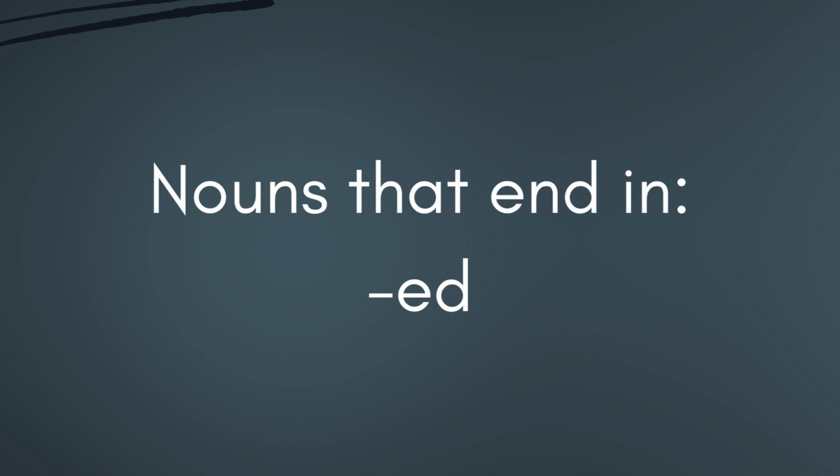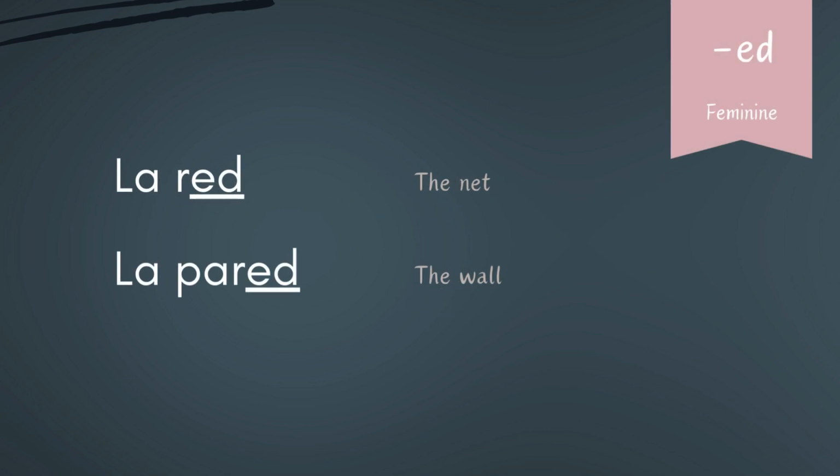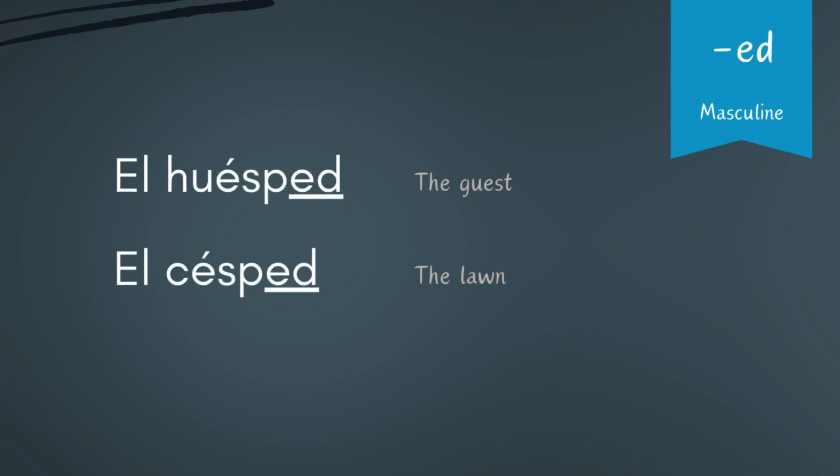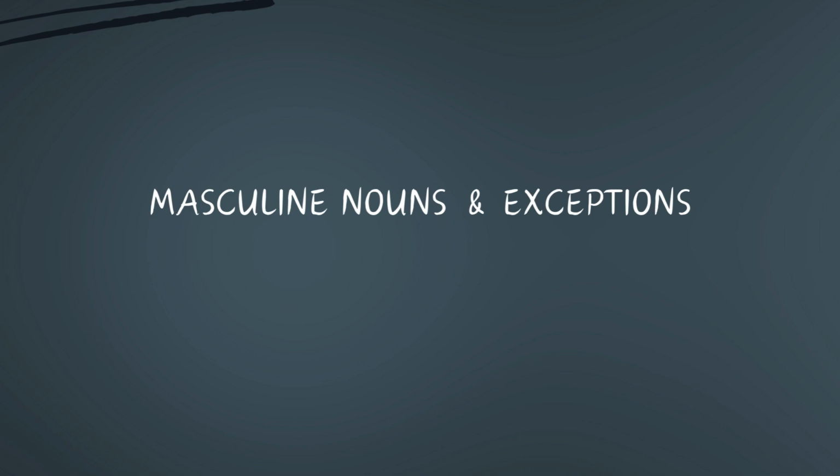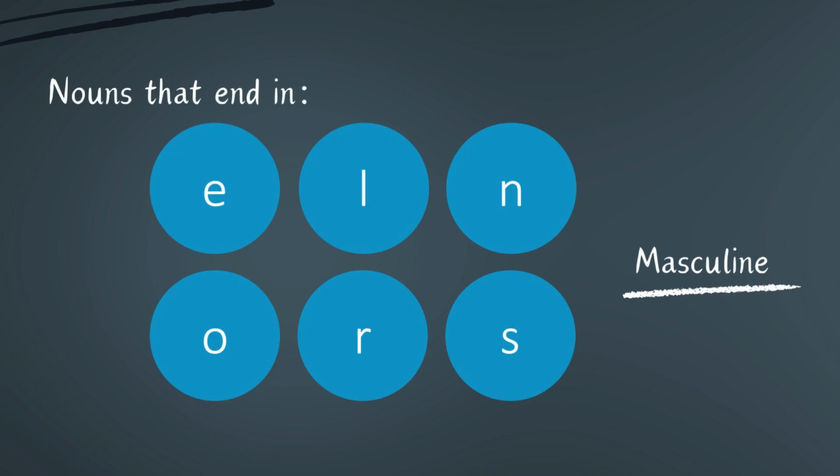Nouns that end in ed tend to be feminine, as in la red, la pared, but there are exceptions like el huésped, el césped. Now, let's take a look at the masculine nouns and their exceptions. Remember, nouns that end in an e, l, n, o, r, and s are generally masculine.